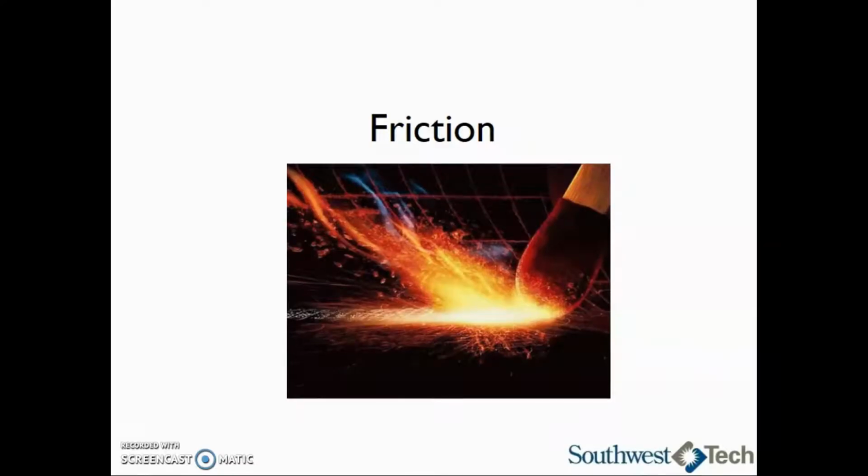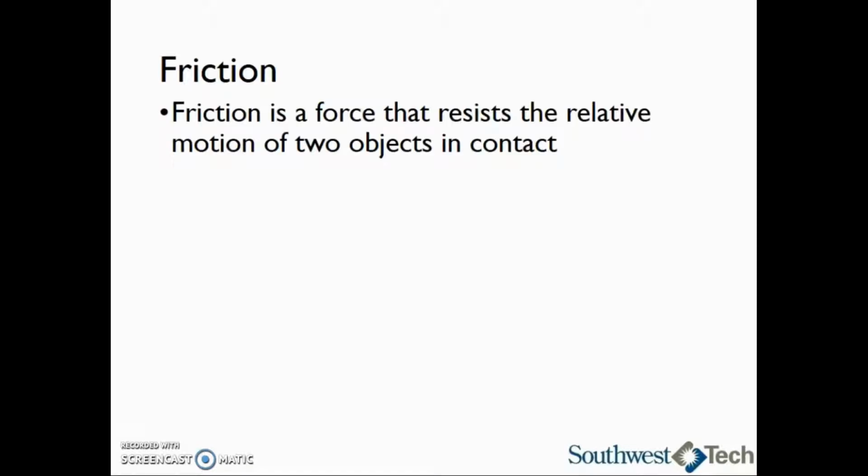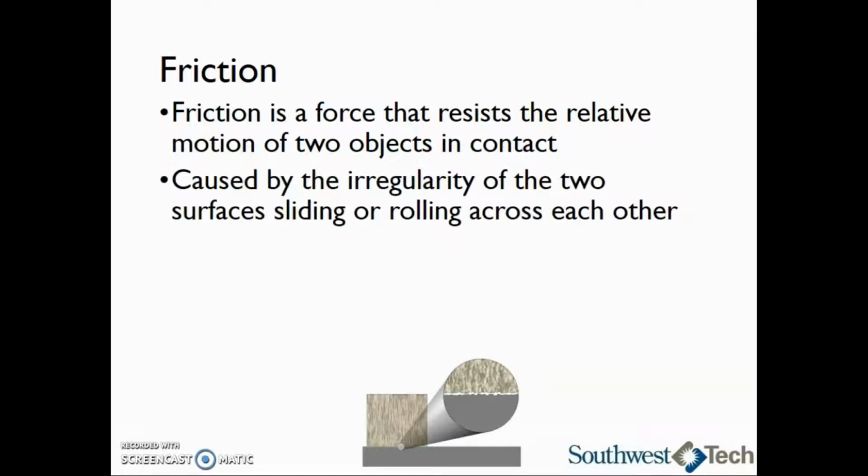This fourth lecture video on force will cover the topic of friction. Friction is simply a force that resists the relative motion of two objects in contact with one another. Friction is caused by the irregularity of the two surfaces sliding or rolling across each other. There are two different types of friction that we will encounter.